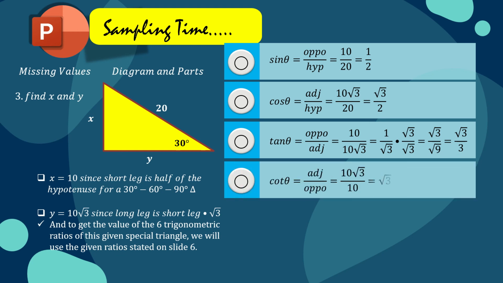Cotangent function. Cotangent theta, or cotangent of 30 degrees, is equivalent to adjacent y over opposite x. Ang atong y kay 10 square root of 3. Okay, 10 square root of 3. Atong opposite side is 10. X is 10. So 10 square root of 3 over 10.